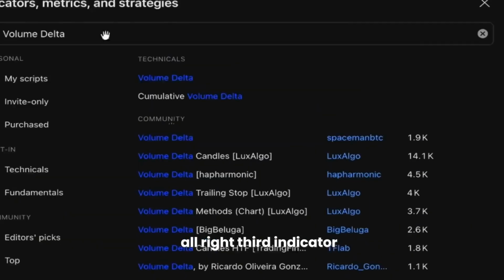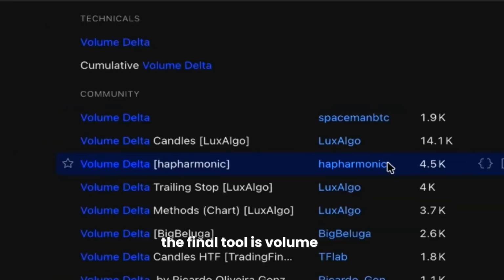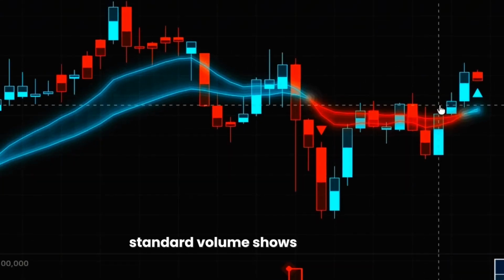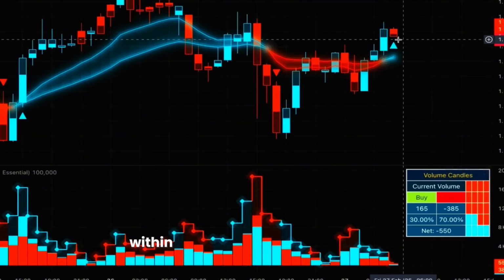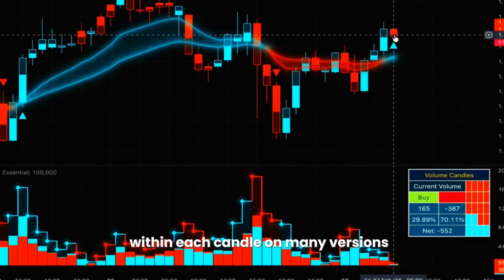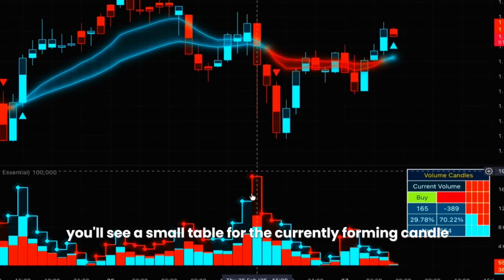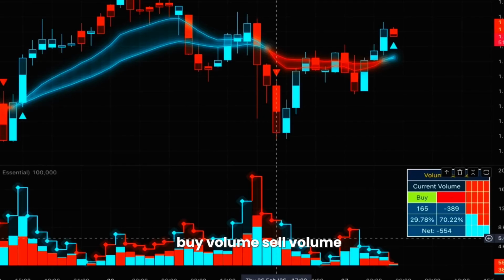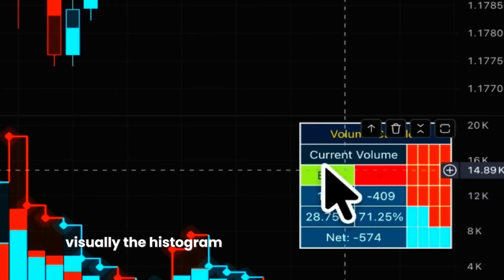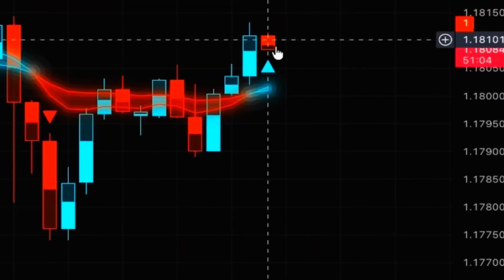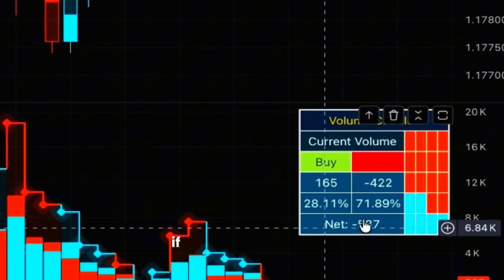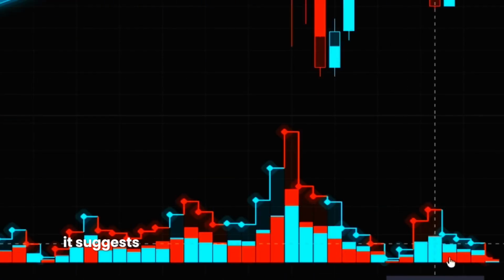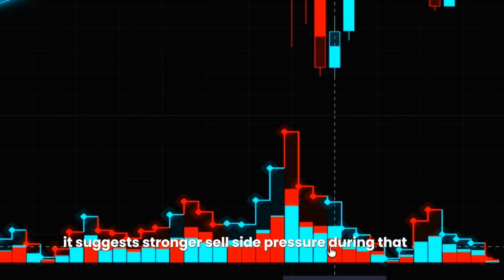All right, third indicator. The final tool is volume delta. Standard volume shows total activity, but volume delta attempts to separate buying and selling pressure within each candle. On many versions, you'll see a small table for the currently forming candle, listing buy volume, sell volume, their percentages, and the net difference. Visually, the histogram often splits into two components: one color for selling volume and another for buying volume. If the selling side is larger, it suggests stronger sell-side pressure during that period.